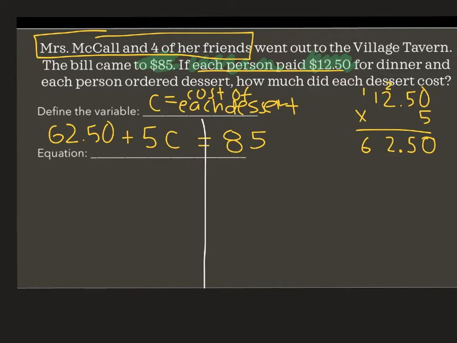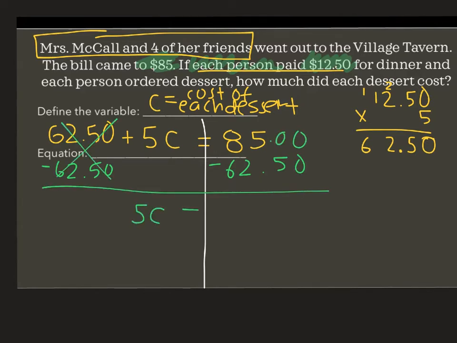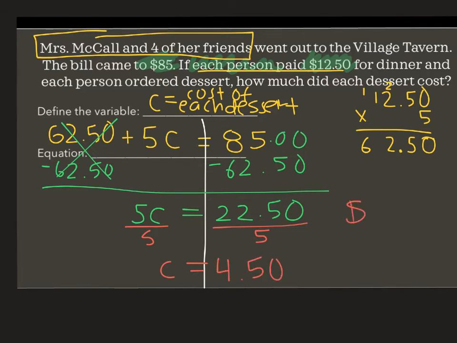So now that I have my equation set, I am ready to solve. I'm going to start by subtracting 6250 from both sides. Make sure you line up your decimals here. Then we're left with 5C, and when you do this subtraction, you should get 2250. Next step, isolate your variable still. You need to divide by 5. Divide by 5. When you do this, you should get C equals 450. So the cost of each dessert would be $4.50.